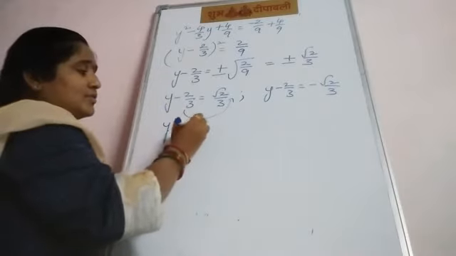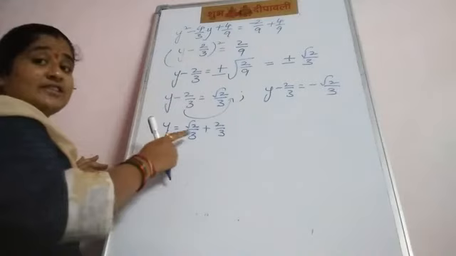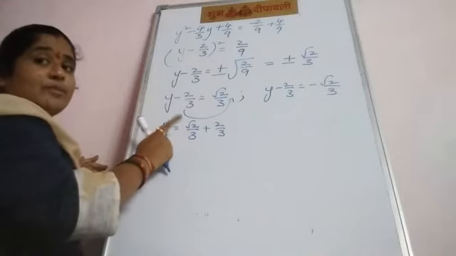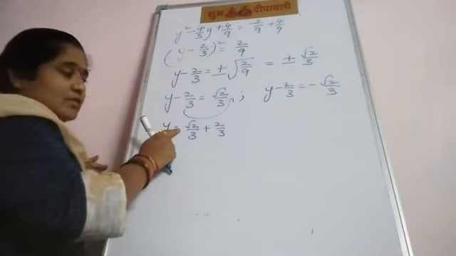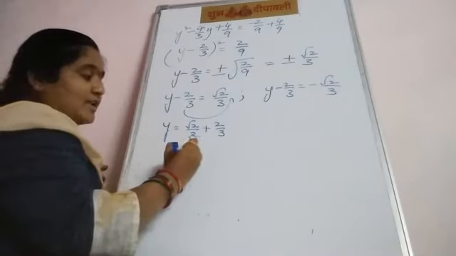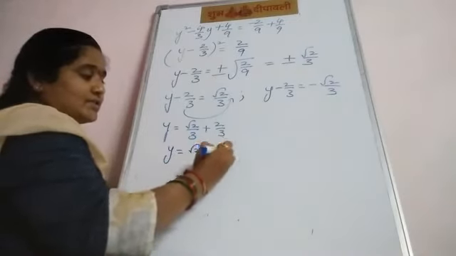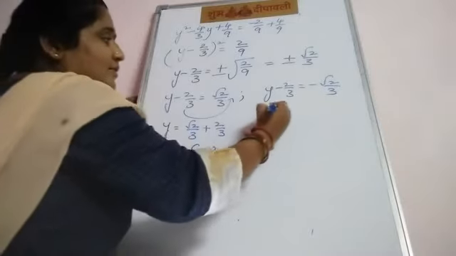y equal to root 2 upon 3 plus 2 upon 3. These are unlike terms, because your first term is a surd, root 2. So direct line, and here the denominators are the same. y equal to root 2 plus 2 upon 3. Your first root. Now the second root.